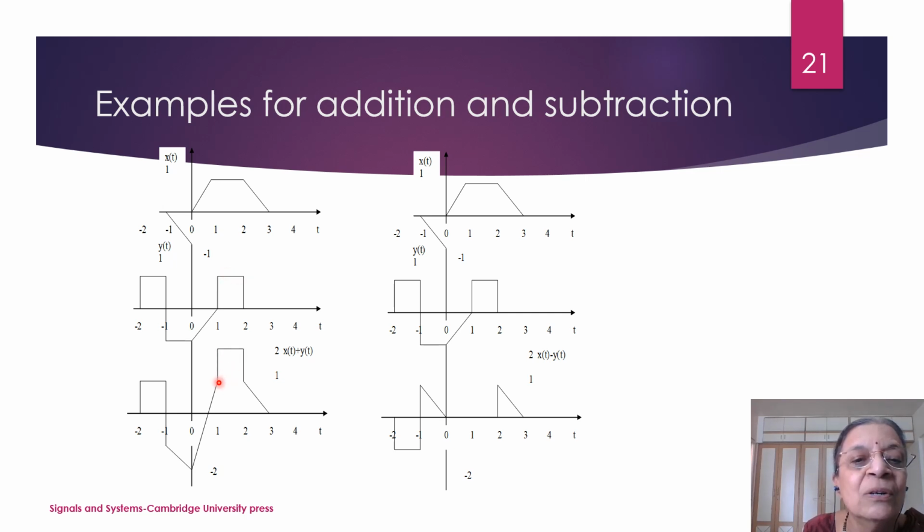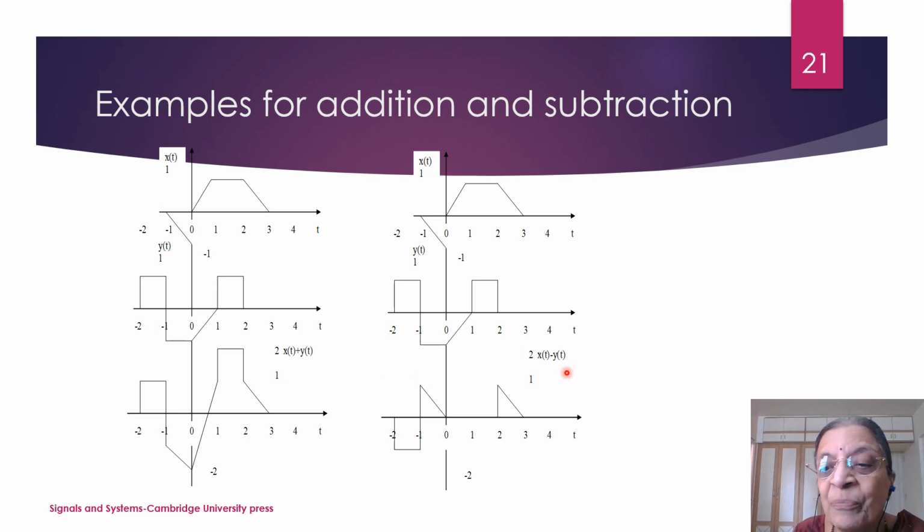At 1, it is equal to 1, and here it is 0, so it is 1. So it is varying between minus 2 to 1. Sorry, it is not from minus 2 to 2, but it is minus 2 to 1. And between 1 to 2, it will be equal to 1 plus 1, so it will become 2. Now see, between 2 to 3, this signal is not existing. Only this exists, and it decreases from 1 to 0. So you just have to add segment by segment and see the result.